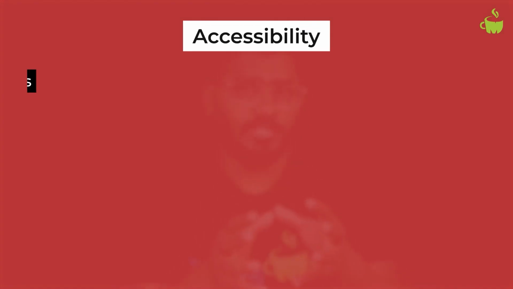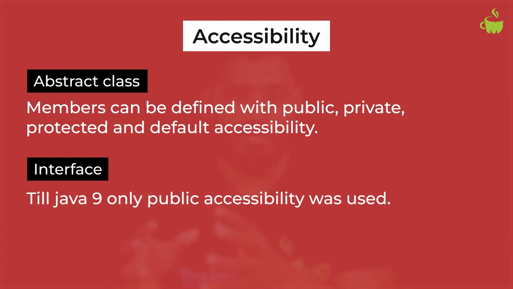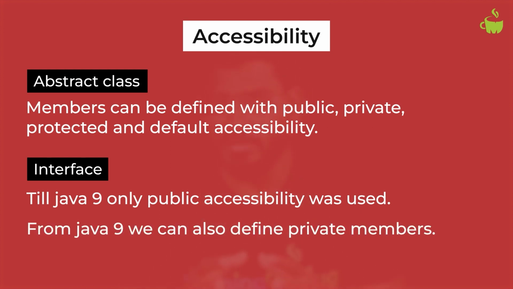The second one is accessibility. In abstract class, we can define the members with either public, private, protected, and default accessibility. But in interfaces, till Java 9, we used to have only public accessibility. But from Java 9, we can define private members also.